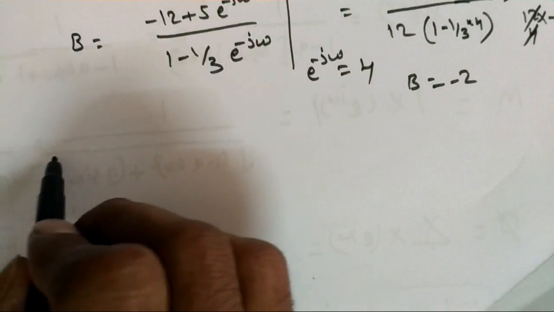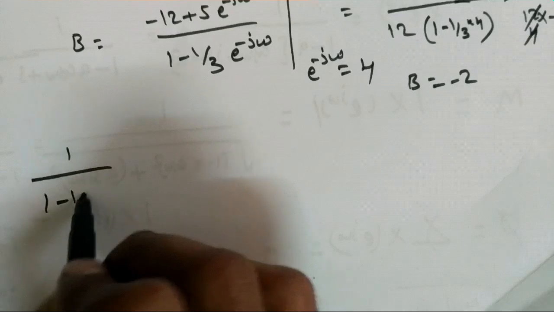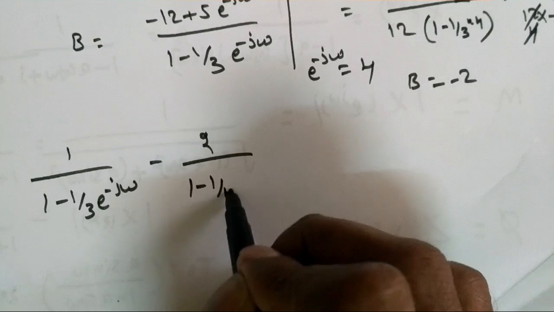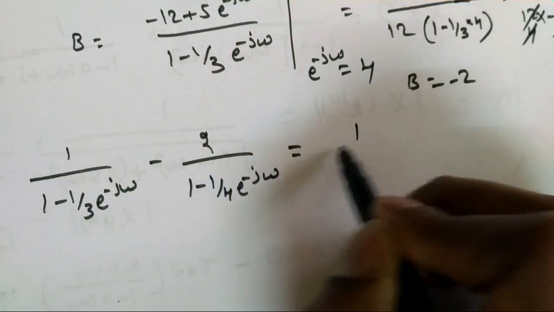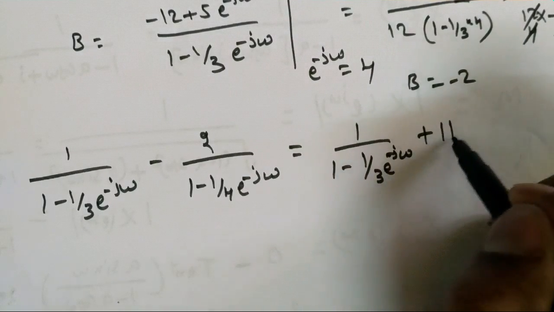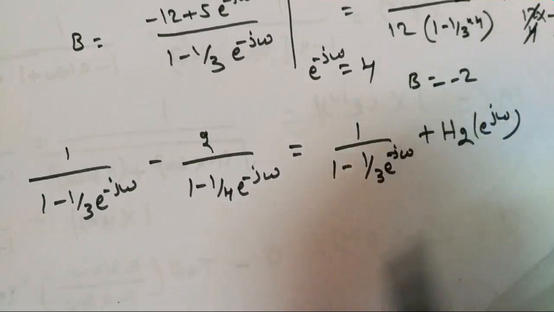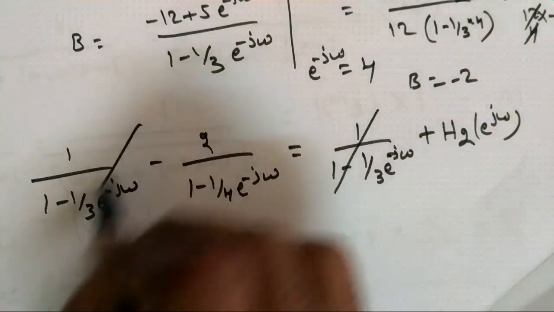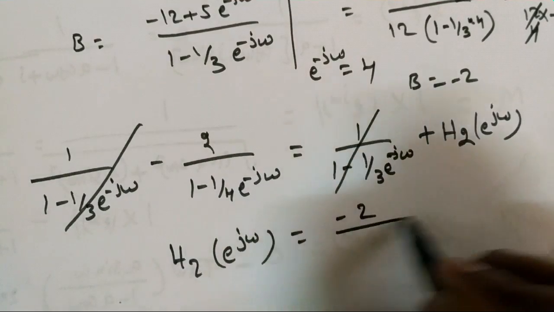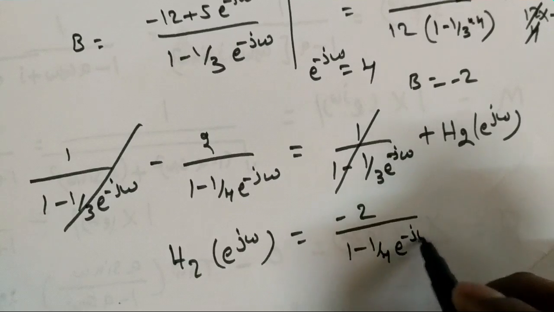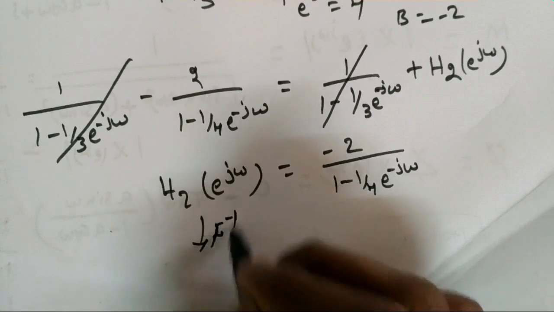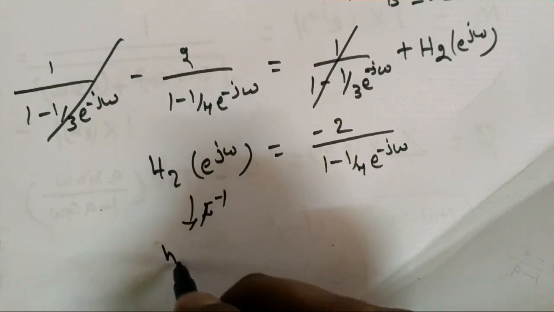So the final expression we get: 1 by 1 minus 1 by 3 e power minus j omega minus 2 by 1 minus 1 by 4 e power minus j omega is equal to 1 by 1 minus 1 by 3 e power minus j omega plus H2 of e power j omega. We can cancel these two, and H2 of e power j omega will become minus 2 by 1 minus 1 by 4 e power minus j omega. Now if we take the inverse Fourier transform, this will become h2 of n.